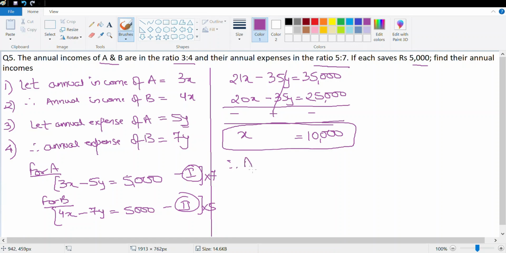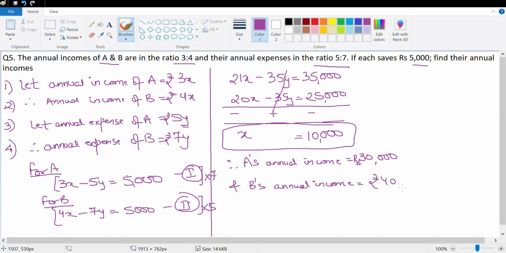Therefore, A's annual income is equal to 3x, which means 3 into 10,000. So that's rupees 30,000. We should write the unit here. This is rupees 3x, rupees 4x, rupees 5y, rupees 7y, and B's annual income would be equal to rupees 40,000. So that's where we are. That's how we were able to calculate the value of their annual income.